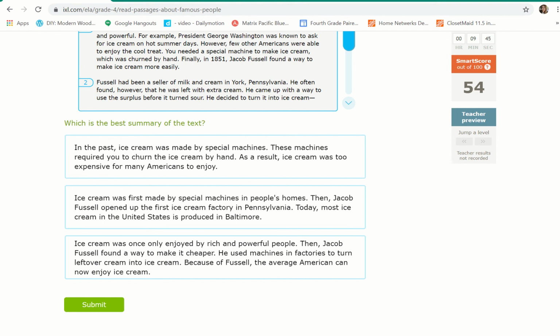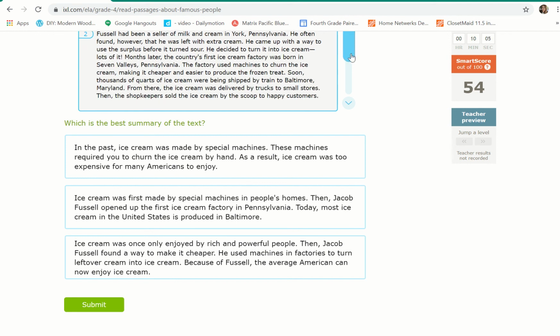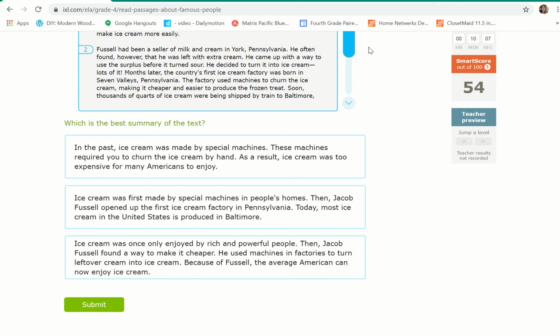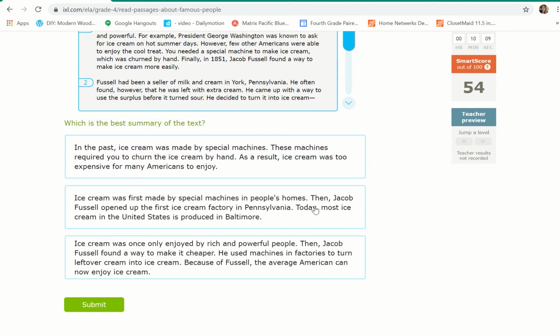Ice cream was first made by special machines in people's homes. Then Jacob Fussell opened up the first ice cream factory in Pennsylvania. Today, most ice cream in the United States is produced in Baltimore. Okay, so that's a little bit more detailed. And I like how they mention Jacob because, I mean, he is what the article is mostly about. It's his journey into making ice cream. Let's read the second or the third one.